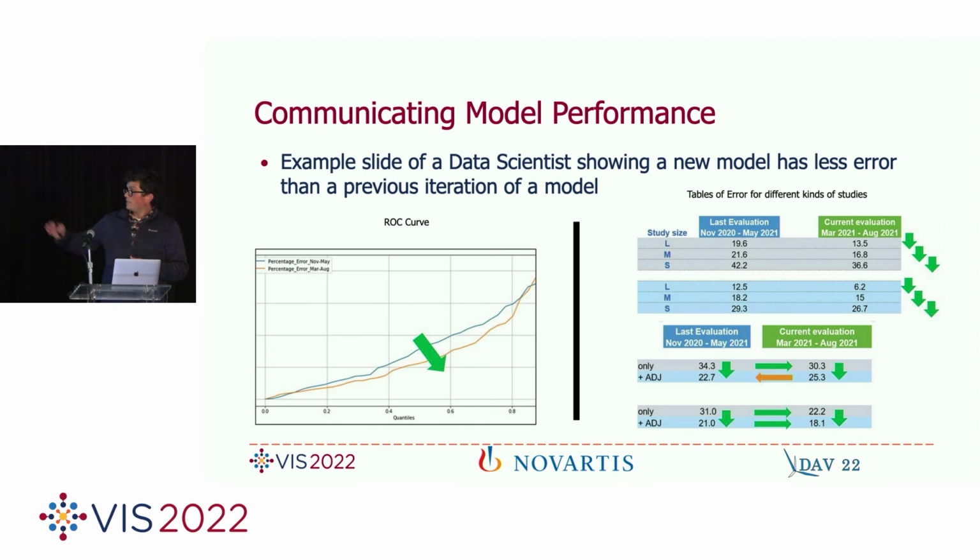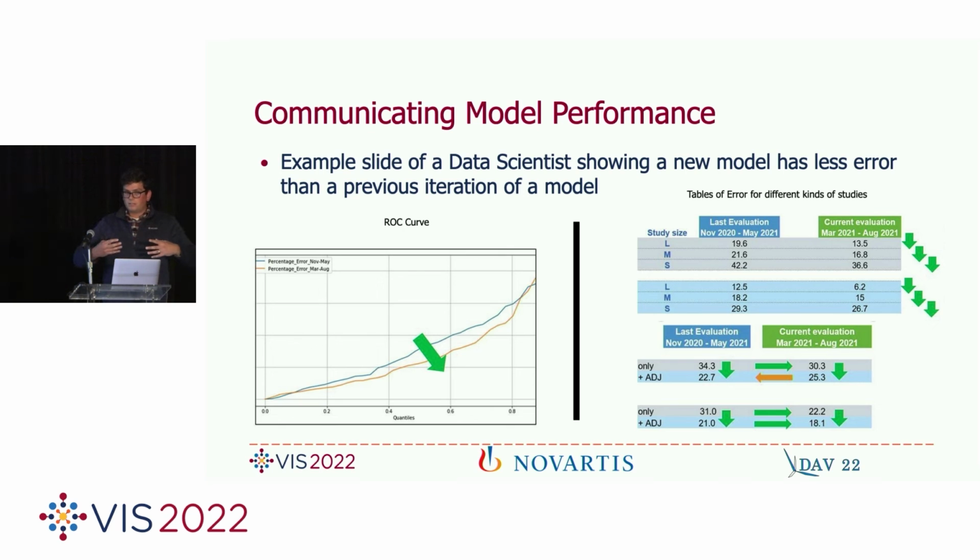And he had presented it, and these are the visualizations he had used in his slides. So on the left side, you can see an ROC curve. And on the right side, it's sort of a table where the left column is the old model, the right column is the new model. And then he has just the textual representation of the percent of error that he'd have on an average study.